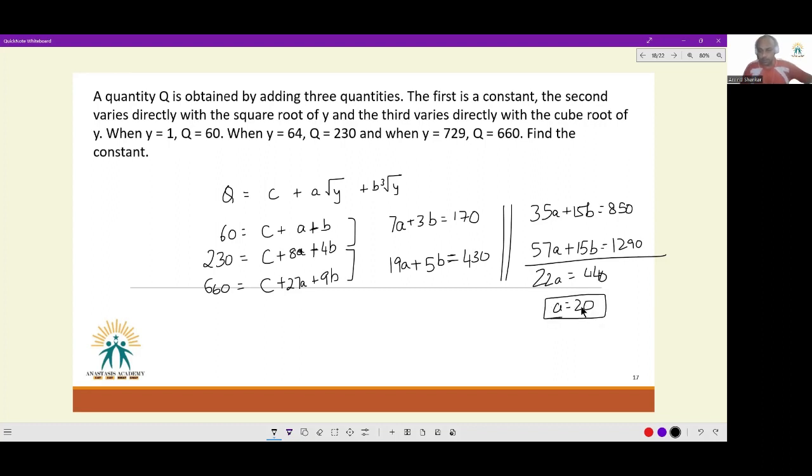Once A is equal to 20, now you can go back to one of these earlier equations. This is 140 now. 140 plus 3B is 170, or B will be 10. A is 20, B is 10. So what will the constant be? Constant has to be 30. The answer to the question is 30.